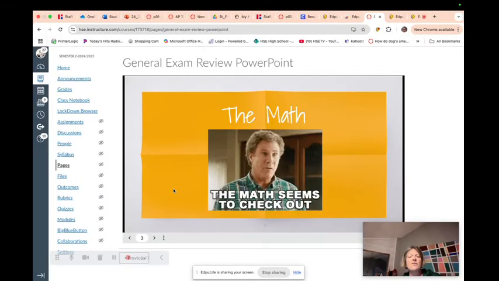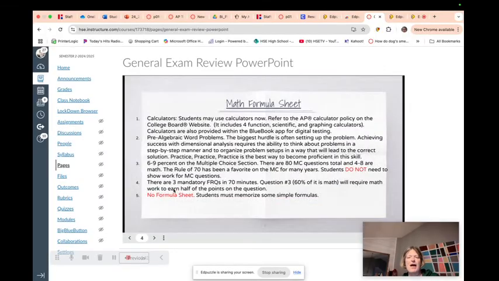Okay, all right, so let's go ahead and jump into the math. So first of all, just so everybody knows, you are allowed to use your own calculator if that makes you more comfortable for the AP test. You can also, however, use the calculator that's provided within Blue Book. It's very similar to a Desmos calculator. And so that's the first thing I want to tell you.